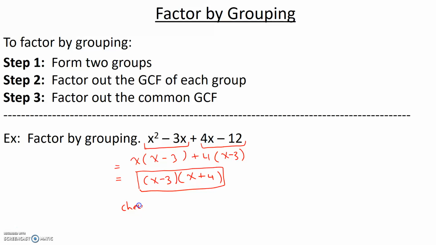And we can check to see if this is correct. If I multiply x times x is x squared, x times 4 is 4x, negative 3 times x is negative 3x, negative 3 times 4 is negative 12, which is the same thing as the trinomial we got to begin with.